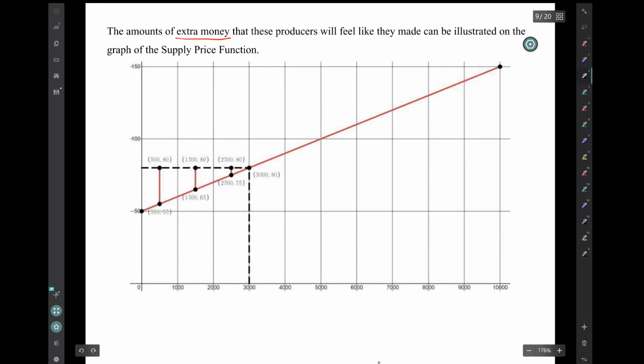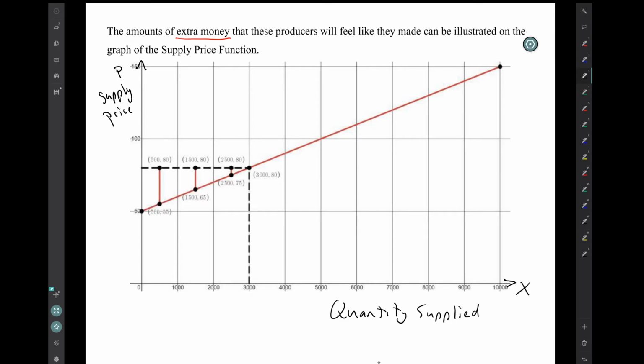So here's this same curve again. We've got the quantity supplied on the horizontal axis. We have the supply price on the vertical axis. And the red line is that P equals S of X function. And finally, we have this horizontal dashed line at a height of 80. That's the value of the established selling price, which is denoted P bar. And we have the corresponding quantity supplied, that's 3,000, and that's denoted X bar.